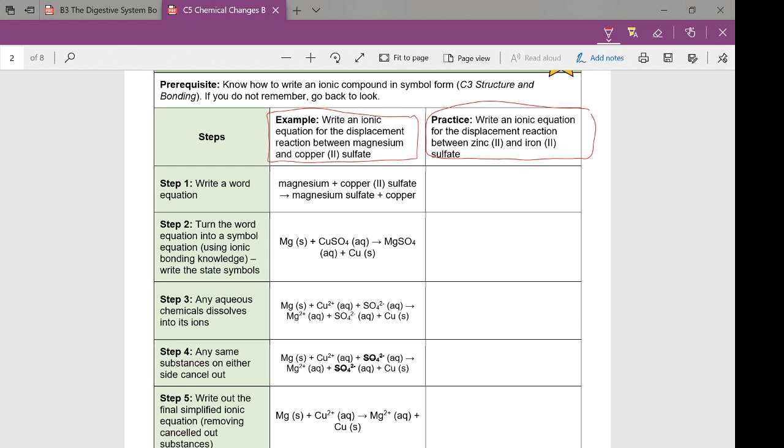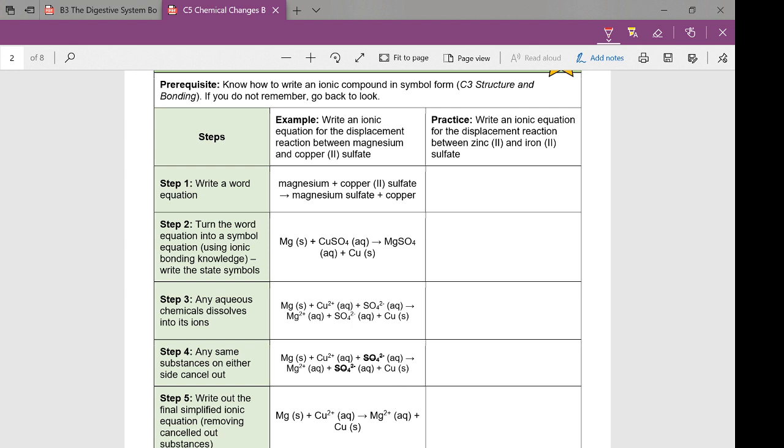Right, now for an ionic equation, what I always want to start off with is making sure I have a word equation. So I want to write out a word equation to start off with. Otherwise, it's going to be really difficult because I don't have a base structure. Jumping straight from this question to writing that, no matter how clever you are, that is going to be difficult unless you have a base structure to work from.